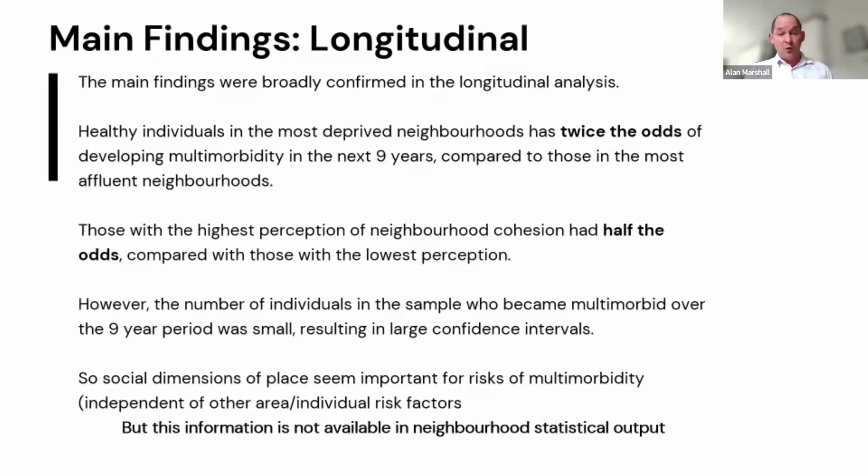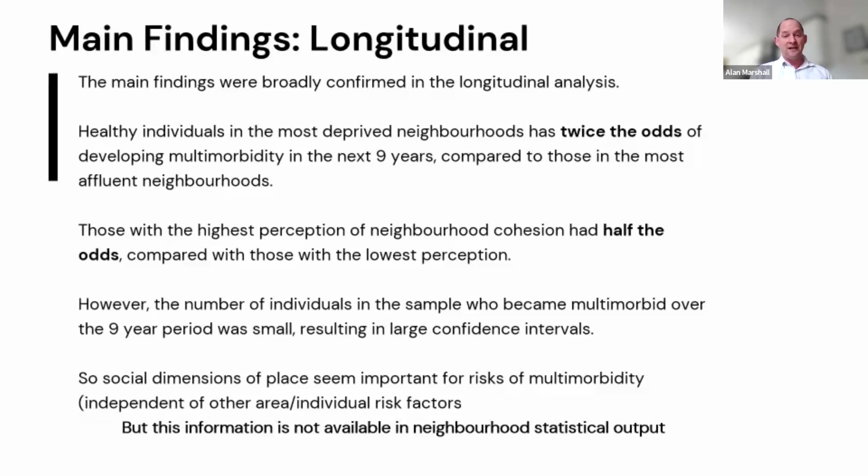We did have quite small numbers here, so we were less able to fit complex models. We had larger confidence intervals as a result, but it did seem to be the case that the broad findings were confirmed. So I guess a key outcome of this research is that we know that material deprivation in places is important for health outcomes like multimorbidity, but it appears too that social dimensions of place, what people think about their neighbourhood, are also important for risks of multimorbidity.